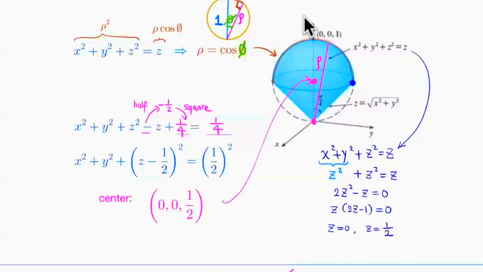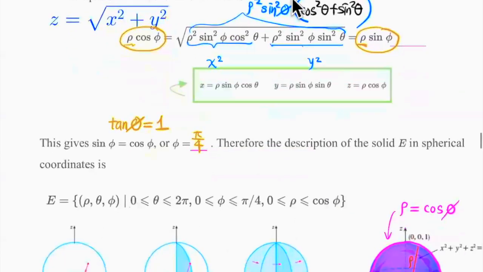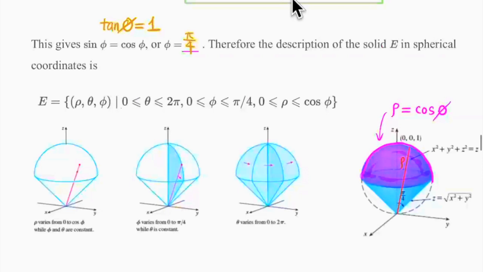When z equals 1/2, the horizontal plane z equals 1/2 is going to cut this sphere in the middle. So this angle here has to be equal to pi over 4. So therefore, we can describe this solid E in spherical coordinates.